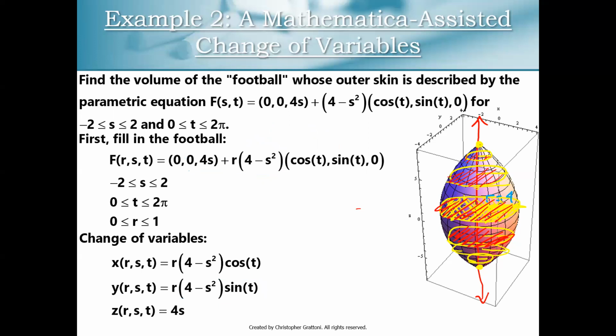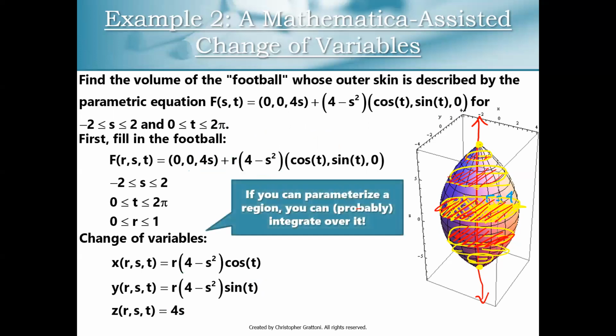Let's try it for z. Z is really simple. It's just 4s. Oh, because I have this 4s here, and then when I distribute this scalar to 0, that's just 0. So I only really need the 4s, and there it is. Right, so as I previously discussed, if you can parameterize a region, you could probably integrate over it, and that'll be the case for this problem. So there's the setup for our triple integral.